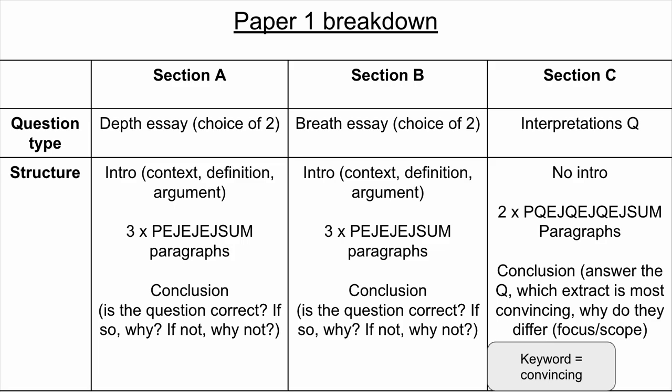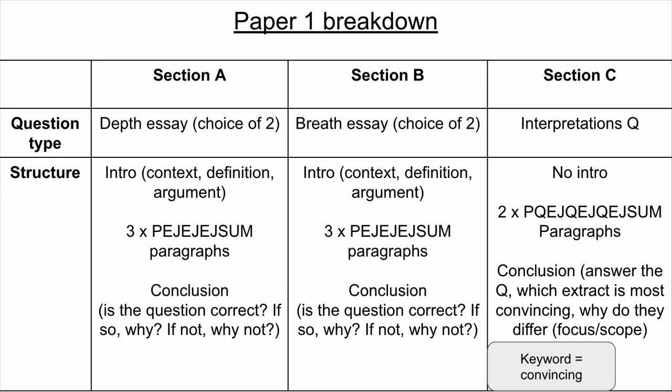structure for the essay is exactly the same: intro, 3 paragraphs, conclusion. The main difference I would say for this is when you are planning and writing your essay, just ensure for the paper 1 section B essay that you do get that coverage in terms of time period. So it is a breadth question, so the examiners are looking for you to cover more of a range of evidence. I'll talk more about that for paper 3 section C when we get to that later in the video.